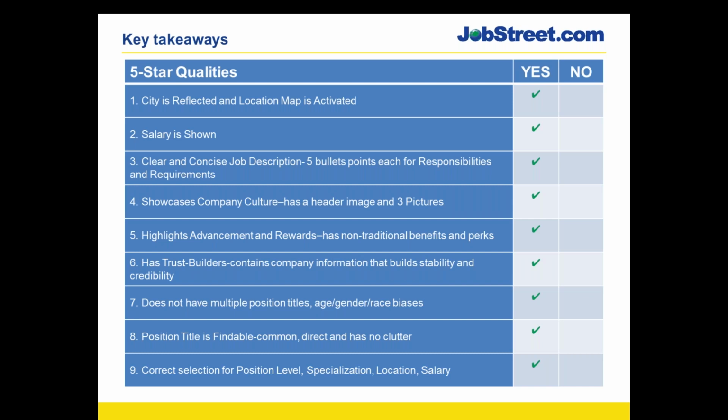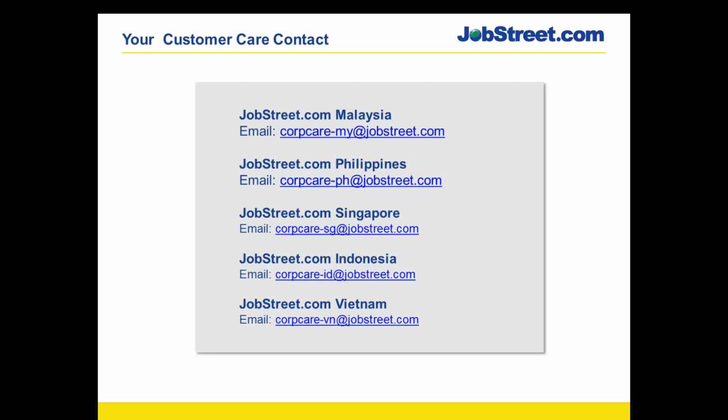We have here a checklist for a 5-star job advertisement. Don't worry, this will be included in the copy of the presentation. You can print this section and use this as your checklist when you are creating your job ads moving forward. Make sure that the yes column will be checked. You have there 9 parameters. If you have questions, you can email us at our different corporate email addresses. It's different per region, so please just take note of them.